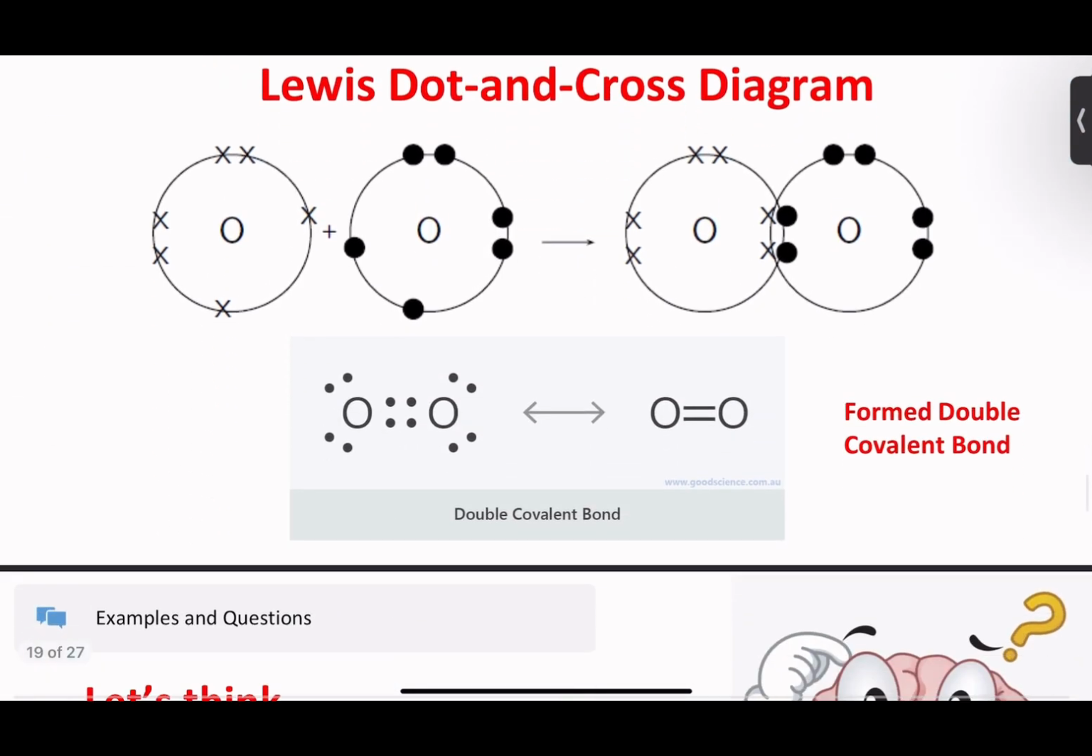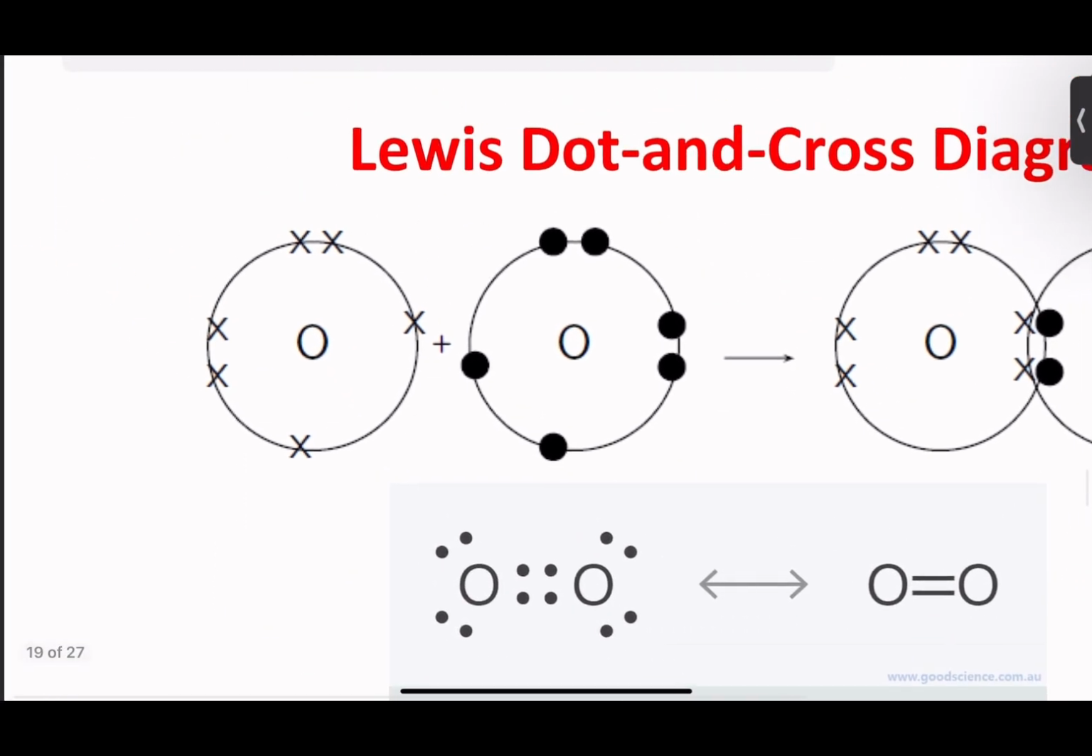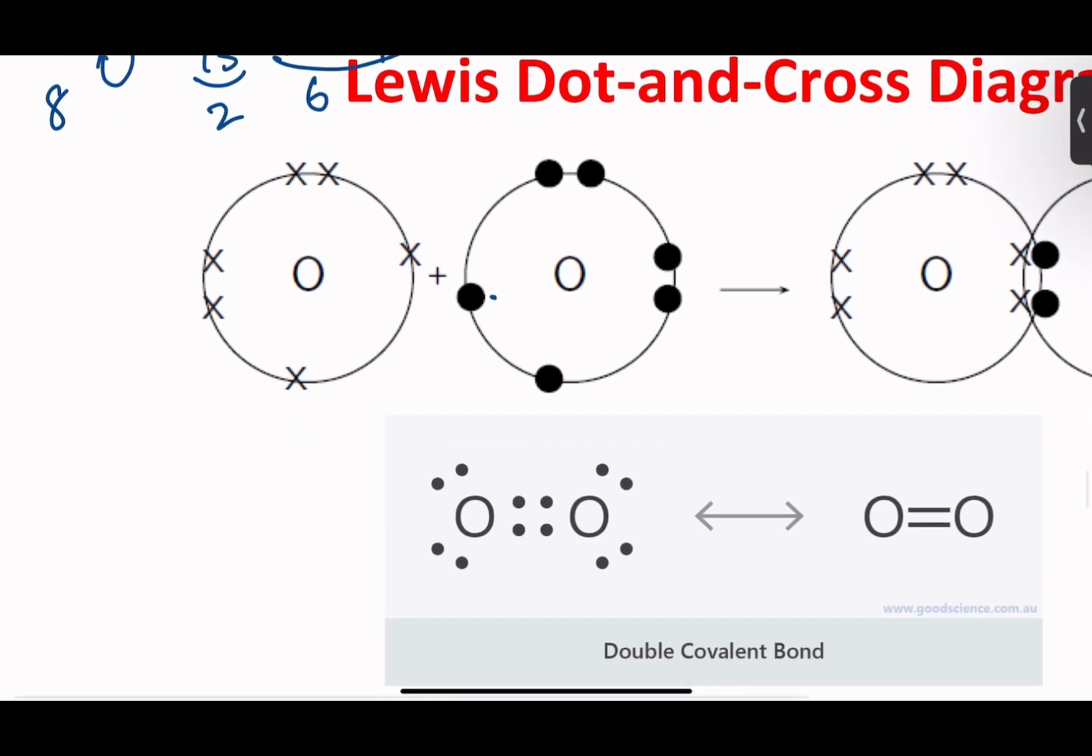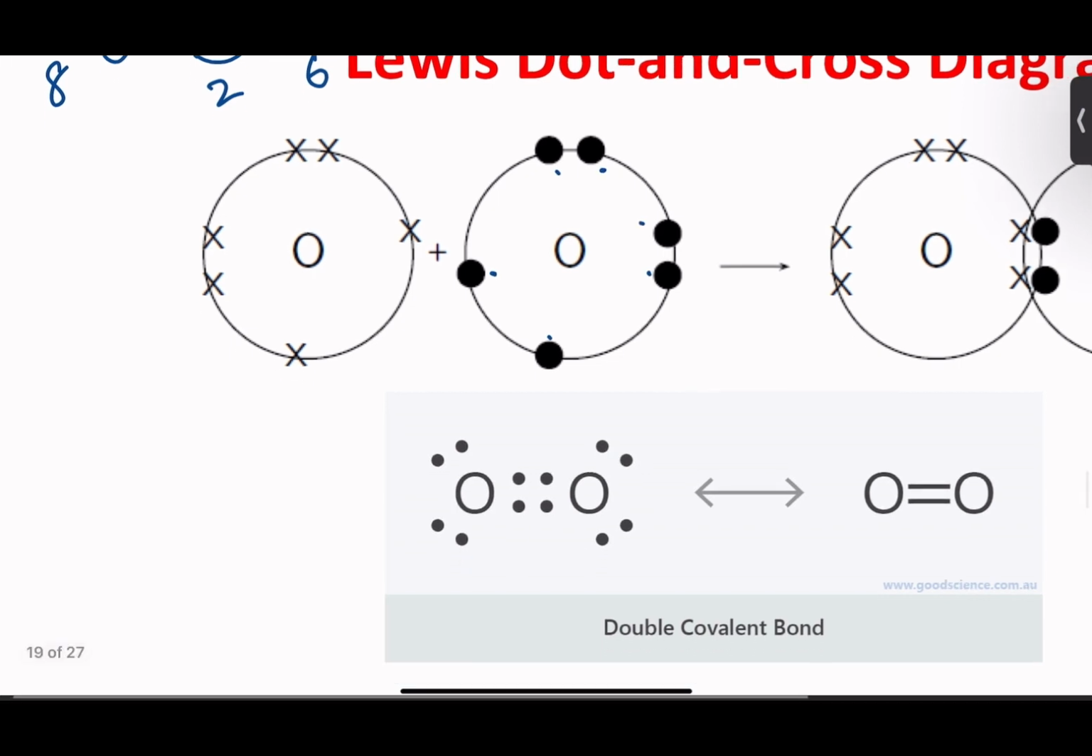So now we're going to do oxygen. Oxygen has atomic number 8, which means 8 electrons. It is 1s2, 2s2, 2p4. First shell we have 2, last shell we have 6. So now look here, I have 1, 2, 3, 4, 5, 6. And on this oxygen, I have 1, 2, 3, 4, 5, 6.